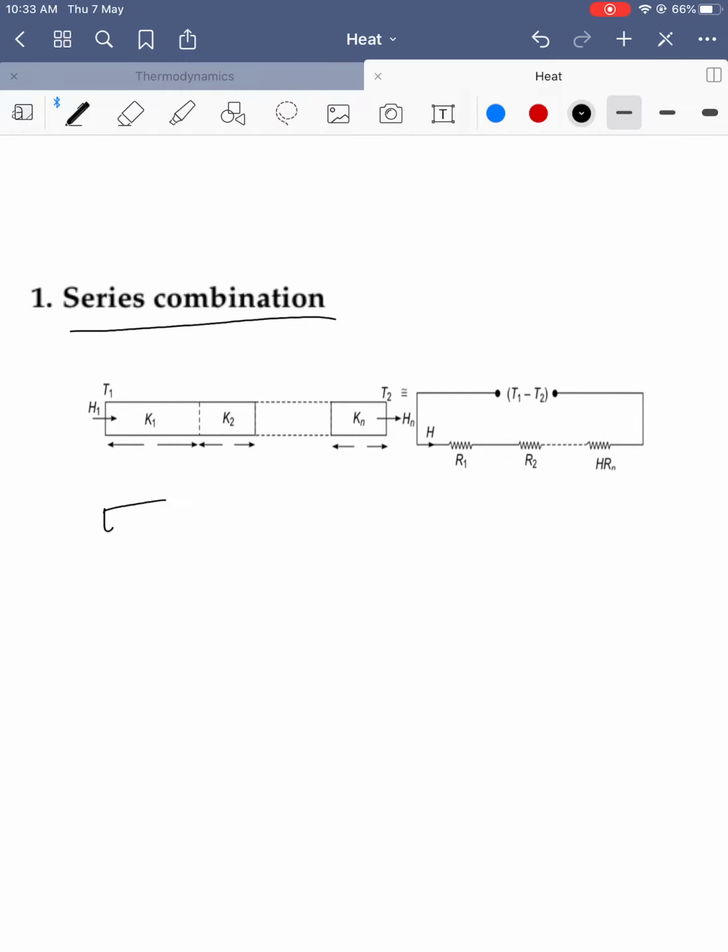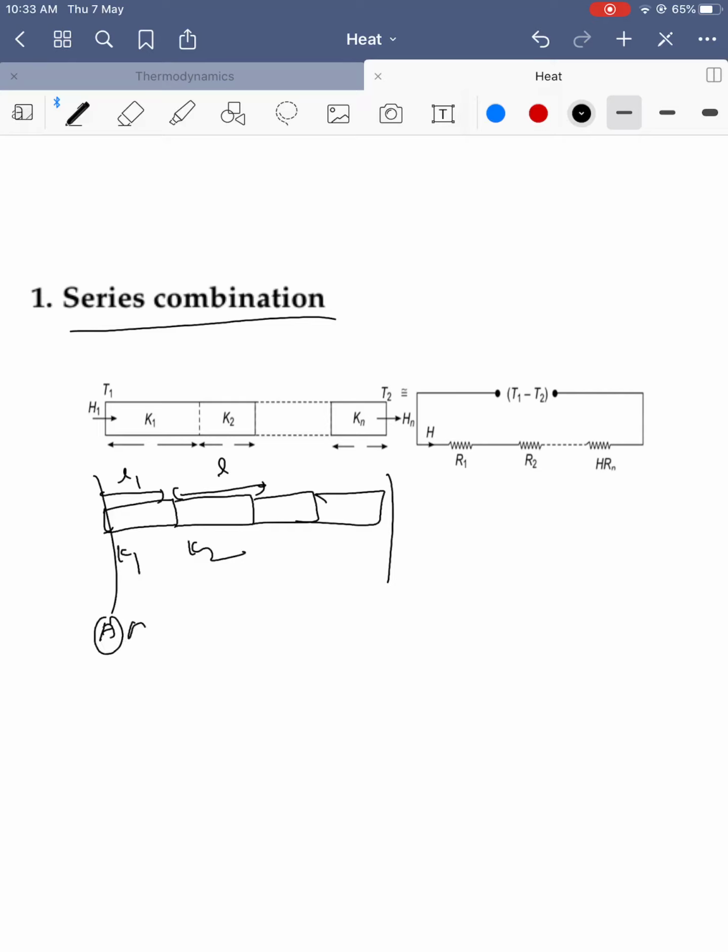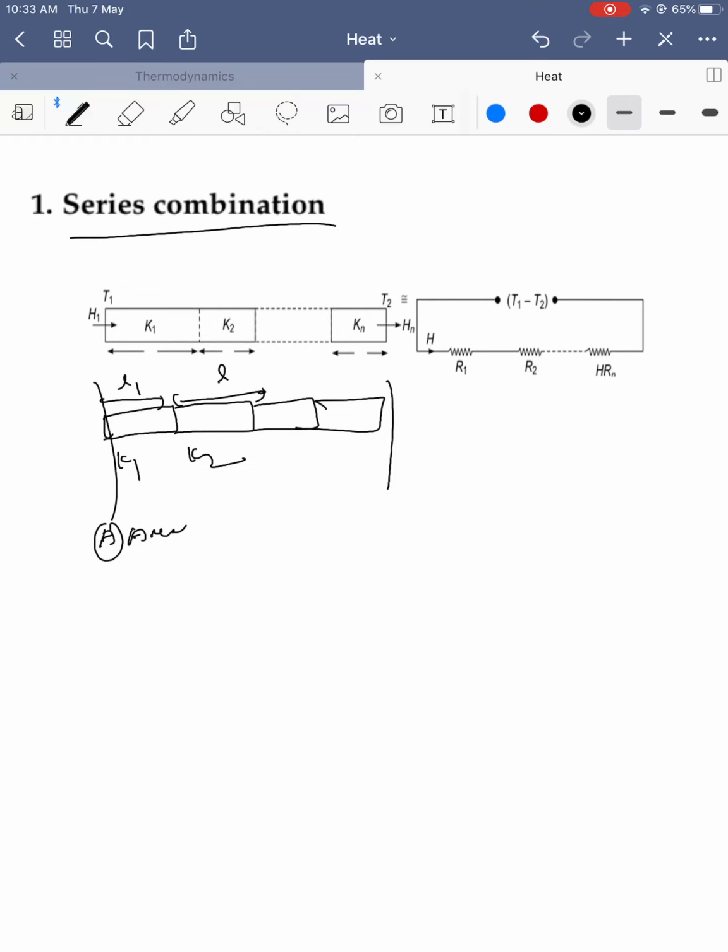There is one rod, its conductivity is K1, and another rod, its conductivity is K2, and its length is L1, another length is L2. They are connected like this, end to end. Their areas are same. All the areas are same.